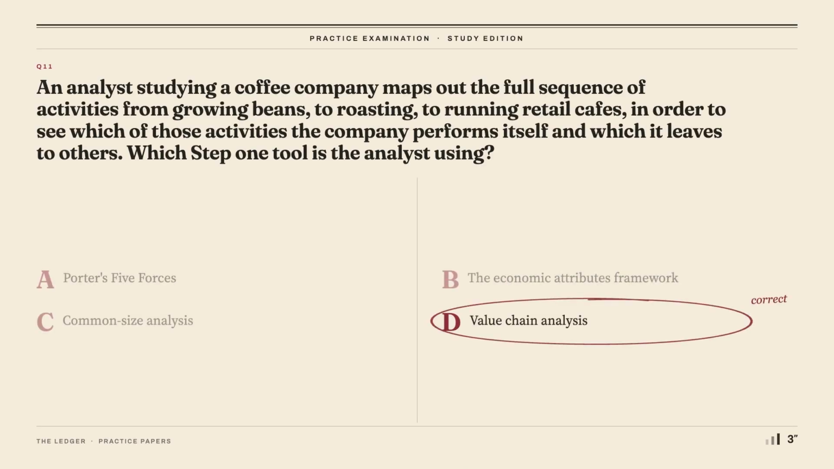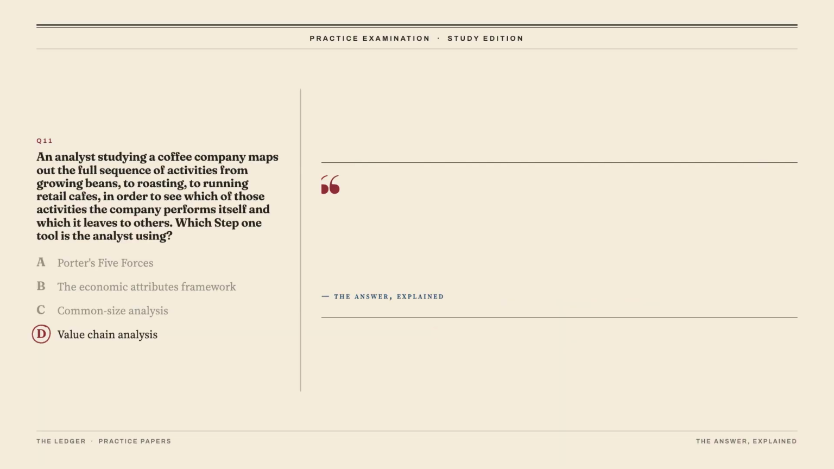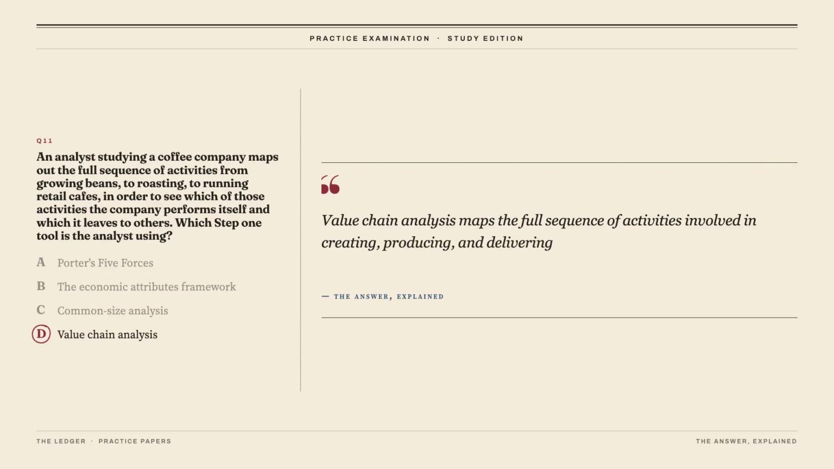The correct answer is D. Value chain analysis. D is correct because value chain analysis maps the full sequence of activities involved in creating, producing, and delivering a product and shows which links a given company controls directly. Tracing beans to roasting to cafes and noting who performs each link is exactly this tool.